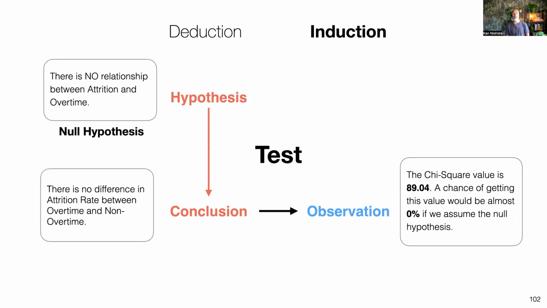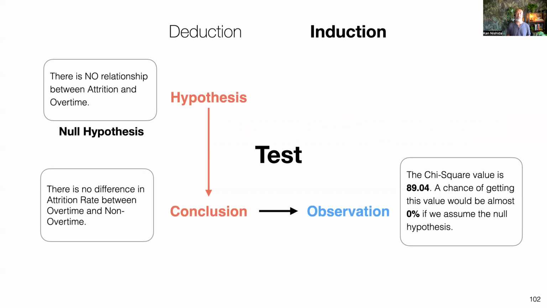So what that means here, the right-hand side bottom, I mean, before that, the left-hand side top, that's a null hypothesis, okay? That's a falsifiable hypothesis. There is no relationship between attrition and overtime. We start from there, and therefore we could use the chi-square distribution, okay? But the chi-square value we got was like 89.04 or something like that.